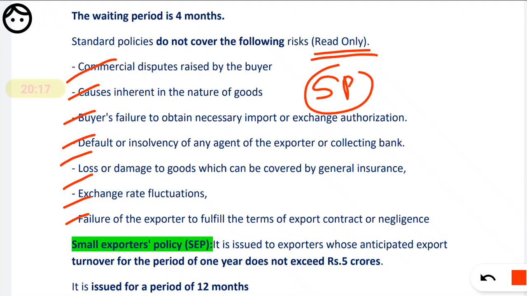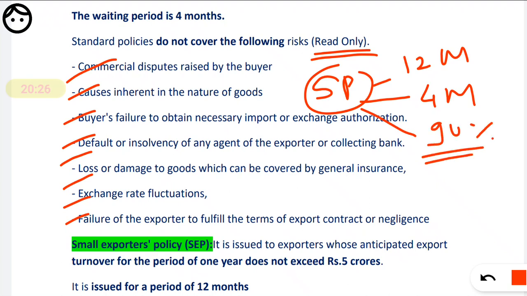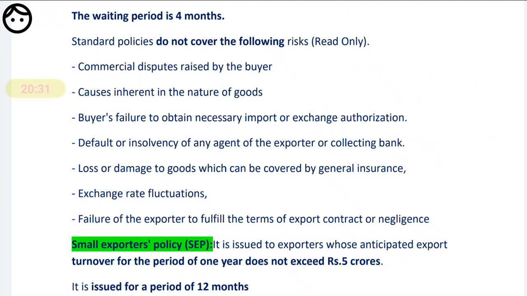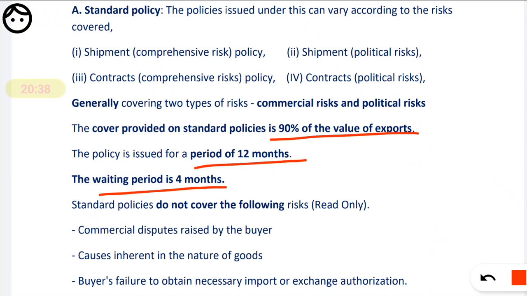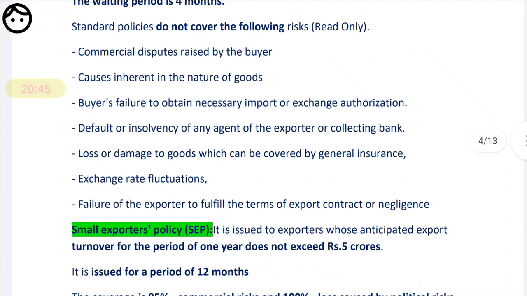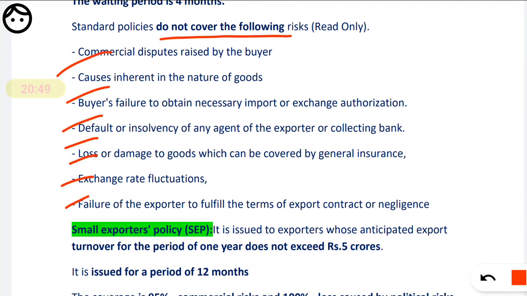But what you have to remember? It is issued for 12 months and its waiting period is 4 months. And the cover under this policy is only 90%. Those 3 facts you have to remember. So the standard policy we have discussed: it is 90% of the export value for 12 months, the waiting period is 4 months, and it covers both the risks, commercial as well as political. You can read the different types of risks which are not covered.